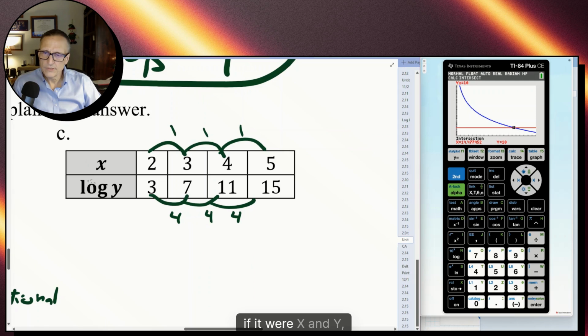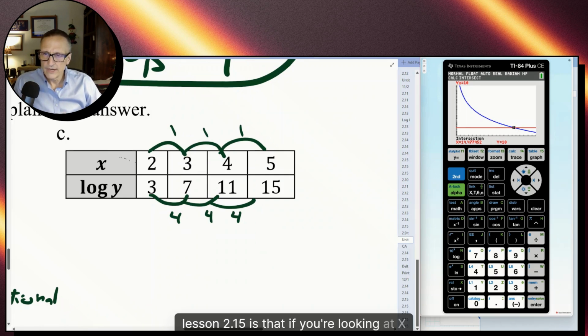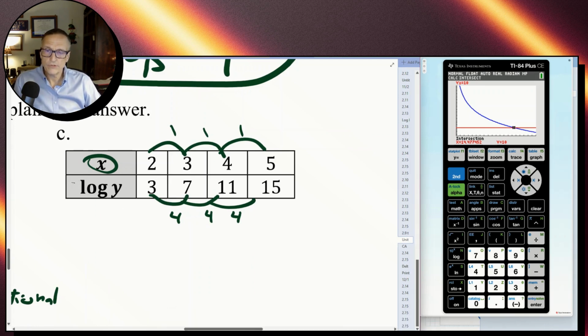However, if it were x and y, I would say that they are in a linear relationship. But what you're supposed to know from that last lesson, 2.15, is that if you're looking at x versus the log of y, and the relationship is linear, that means that x and y are in an exponential relationship.